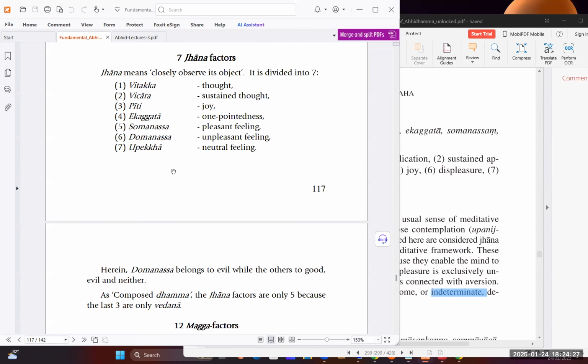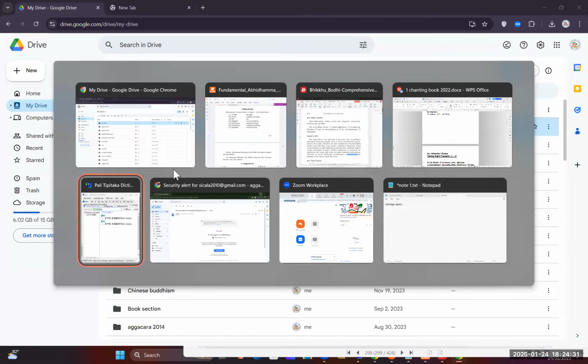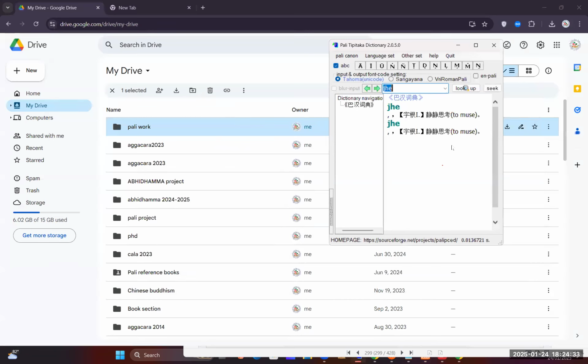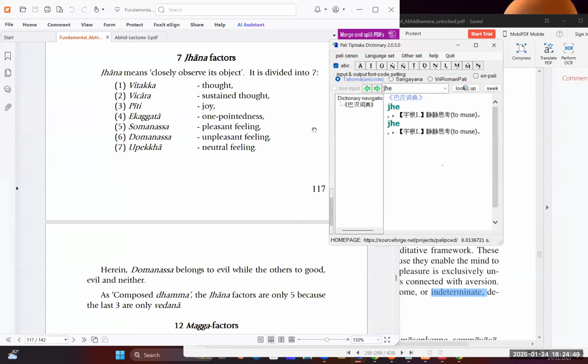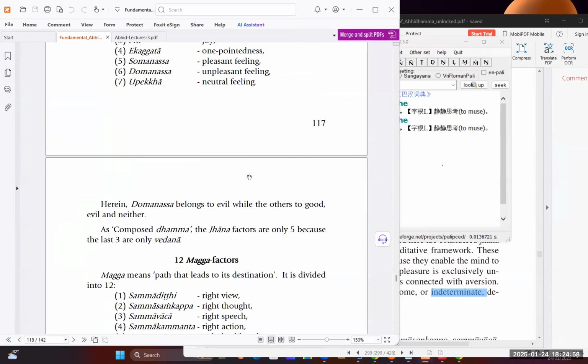Now, to look at the terms here, the root is jhe in Pali. The Pali root means to muse or to think about something. That's why the word from this root becomes jhana. It is possible to see something or observe something, right? Jhana. If no question, I'll continue.